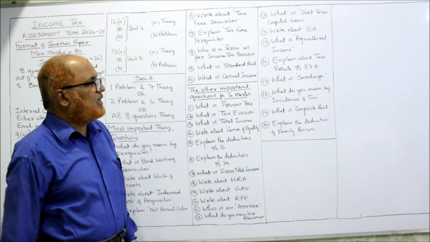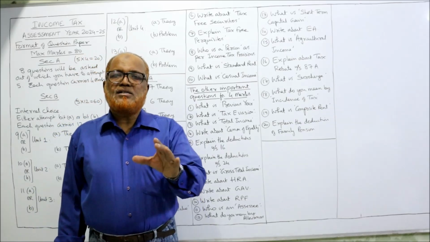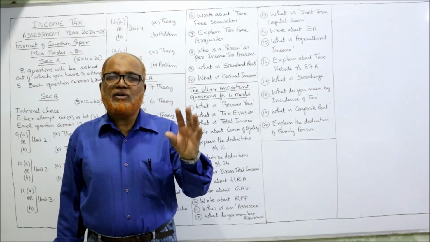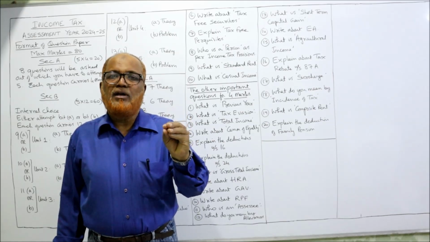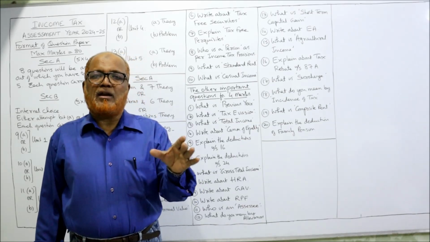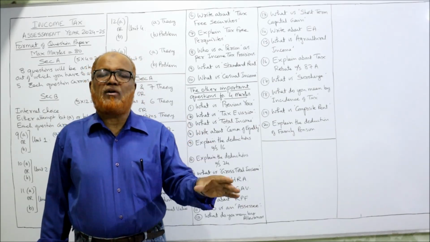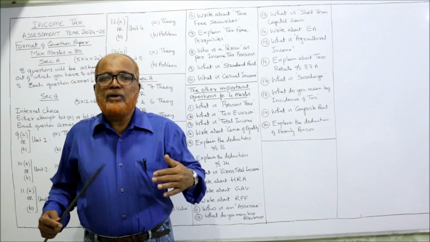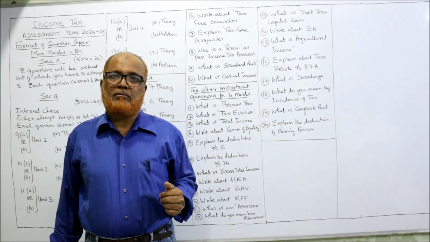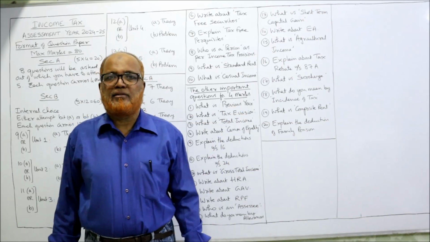Then comes, what do you mean by incidence of tax? Incidence of tax means the applicability of tax. Section 5 of the Income Tax Act has given the scope of tax. The tax depends on the residential status of the assessee. That means which income should be included and which income should not be included. That shows the scope of the tax.